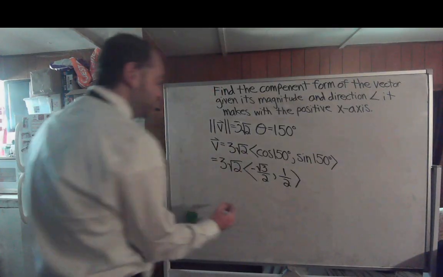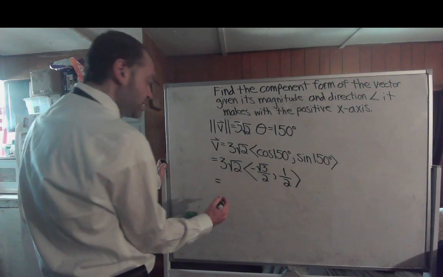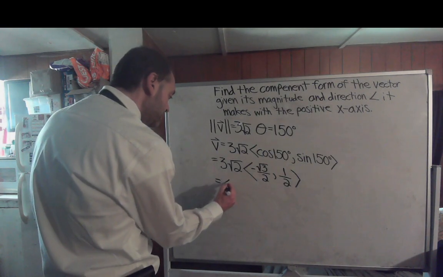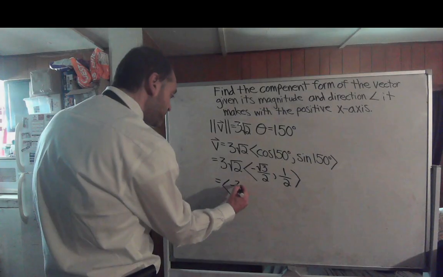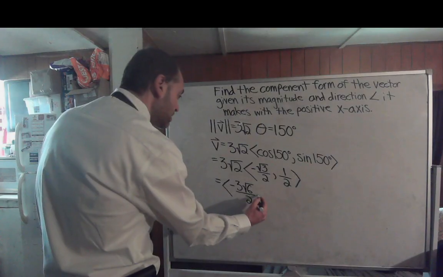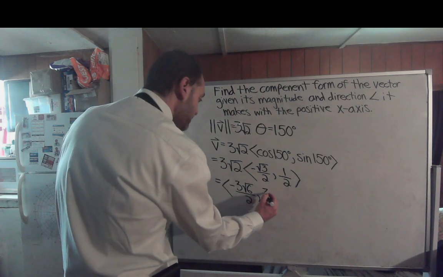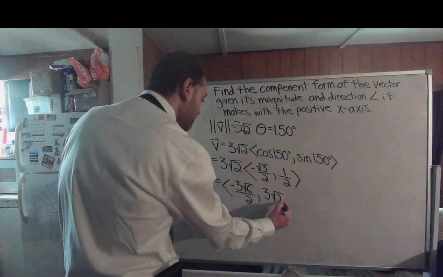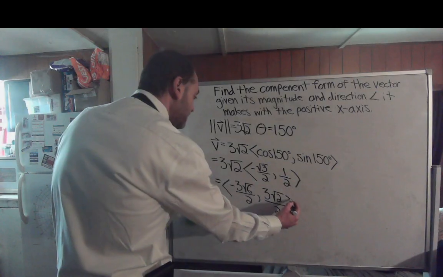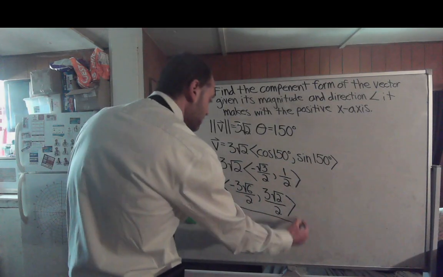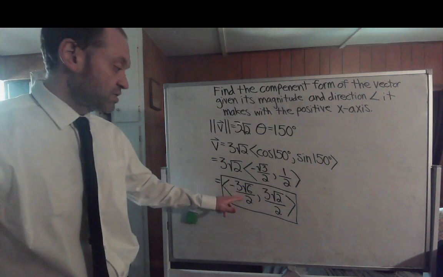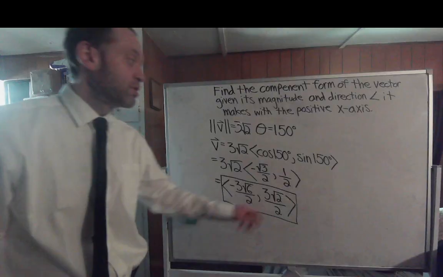So now you distribute that scalar multiple, you'd end up with the vector being negative 3 times the square root of 6 over 2, and then 3 times the square root of 2 over 2. That's exactly how you would find the vector in component form. You would end up getting negative 3 times the square root of 6 over 2, 3 times the square root of 2 over 2.